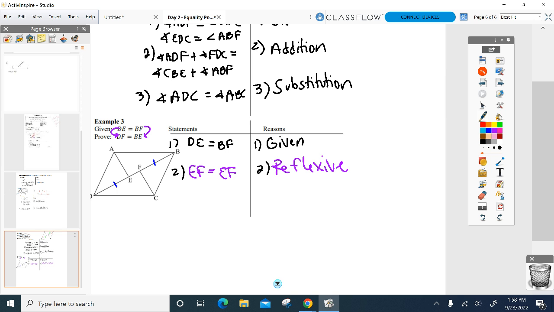How many pairs do I have? 2. And what do you want me to do to them to get to DF and BE? So now here's the addition step. You can't add unless you have two pairs. If you have one pair, where's the other pair going to come from? The reflexive property. All right? So what do you want me to add together then to finish this off? DF plus EF is the same as if I added BF plus EF. And that's called what? Addition.